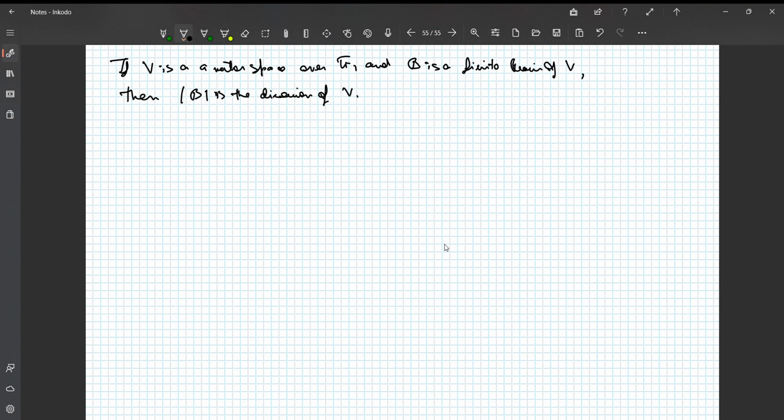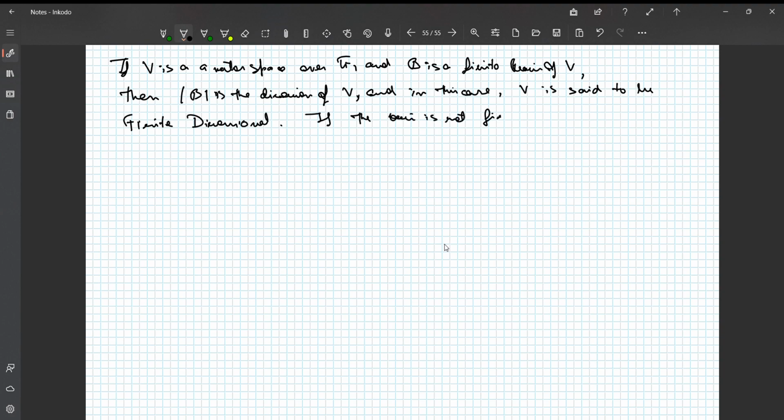I should add a term here: in this case V is said to be finite dimensional. If the basis is not finite, then V is said to be infinite dimensional.